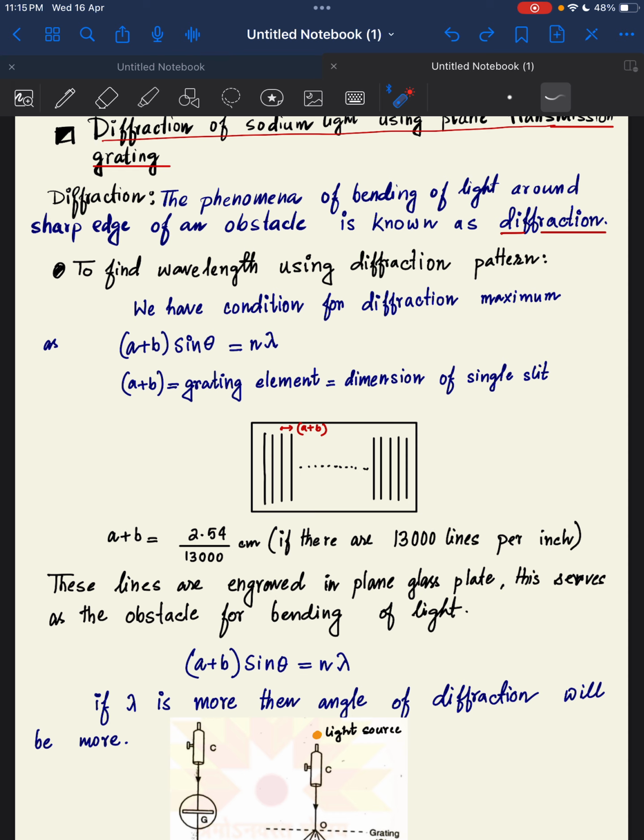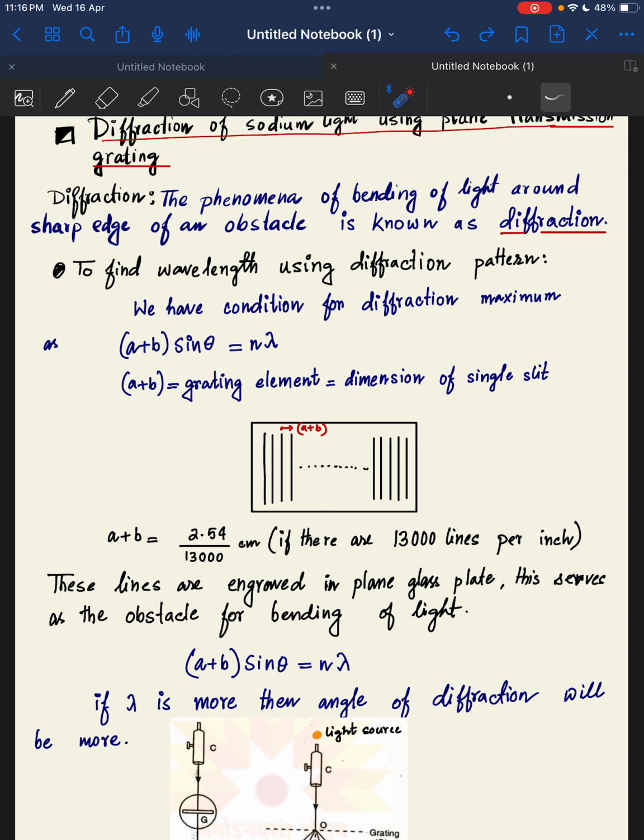Before going to that, we'll try to understand what the diffraction phenomenon is. The diffraction phenomenon is nothing but the bending of light around the sharp edge of an obstacle. This is known as diffraction. Let's say you have a razor blade. If you place two razor blades closely, separated, there will be a small gap. This small gap acts as a single slit. If light passes through this small gap, then it will be bent at some particular angle. That means light is bending. So this phenomenon is known as diffraction.